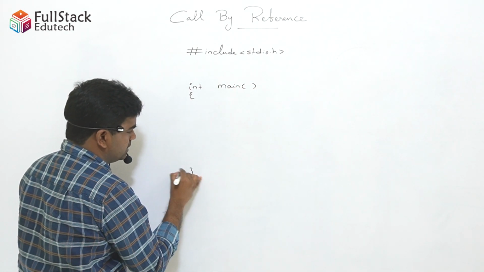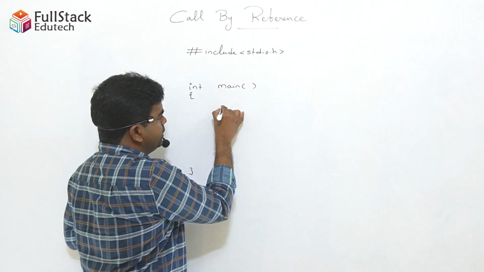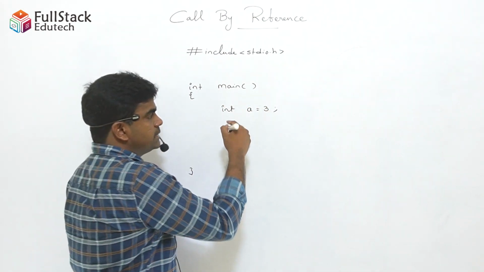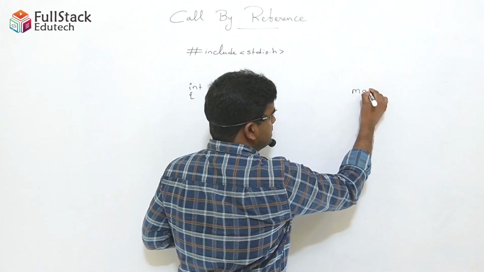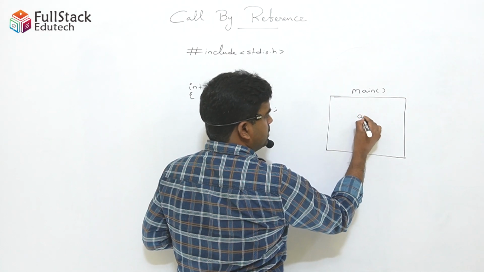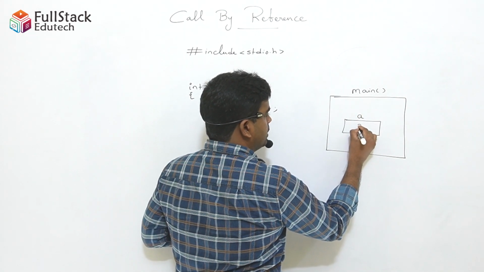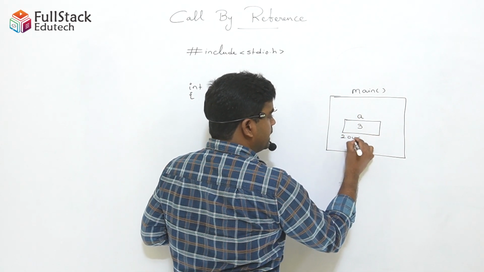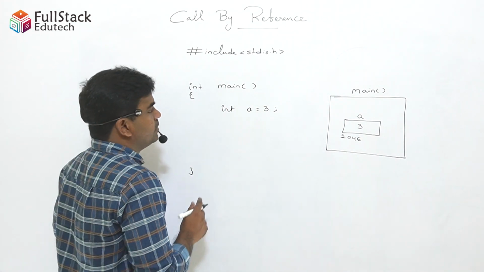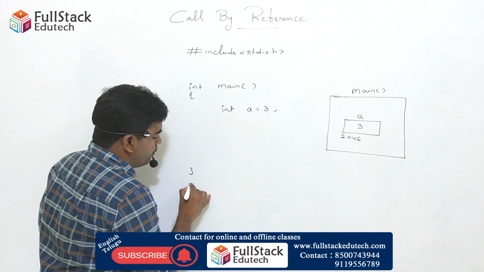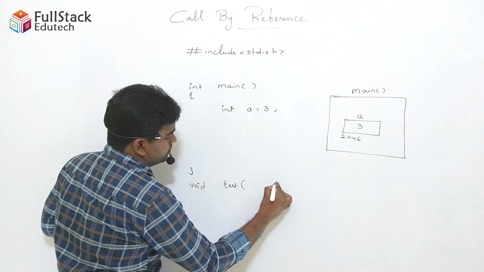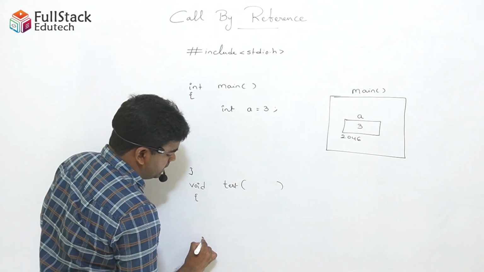Inside the main function, first I am declaring one variable, int a with the value 3. So a will get memory allocation. Inside the main function, local variables get memory. Here it is 3. Now address is important. In call by reference, address is important. Now observe this. Here we are calling one more function, void. The function name is a test. Test function I am taking.